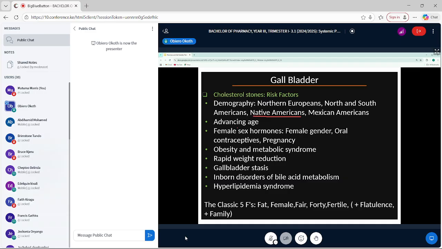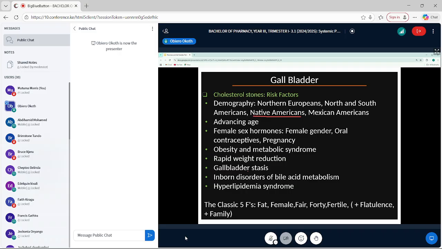Advancing age, normally age more than 40. Cholesterol stones are very, very common in the female gender, patients on oral contraceptives, patients with pregnancy, especially multiple pregnancy. It's also very common in obesity and in metabolic syndrome. Basically, this is from abnormal cholesterol metabolism. In rapid weight reduction, we have seen this. Again, abnormal excessive cholesterol breakdown.